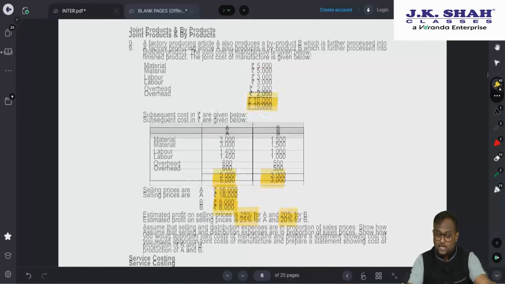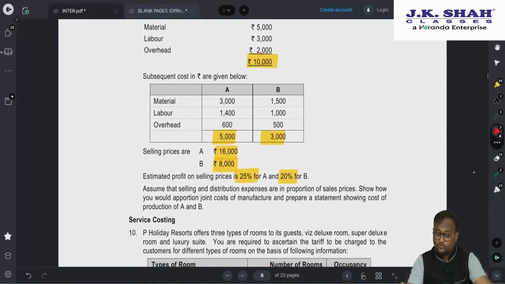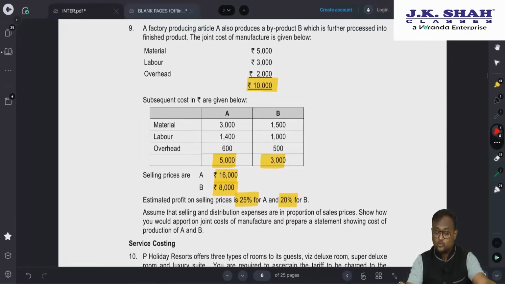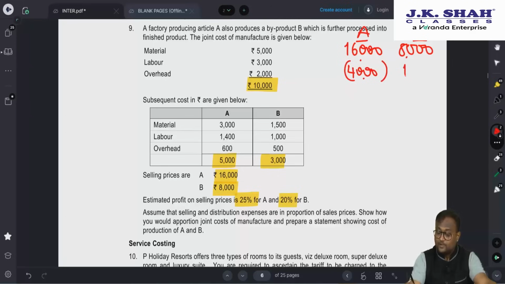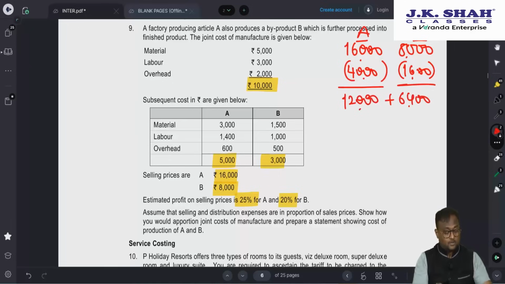Boss, selling and distribution overheads are to be split in the ratio of selling price. But first of all, you need to know selling and distribution overheads. They have not given you selling and distribution overheads, but you can easily find it out. See, your sales of A is 16,000, sales of B is 8,000. Profit is 25% on sales and 20% on sales. So 12,000 plus 6,400. 12,000 plus 6,400 will be the total cost, right?